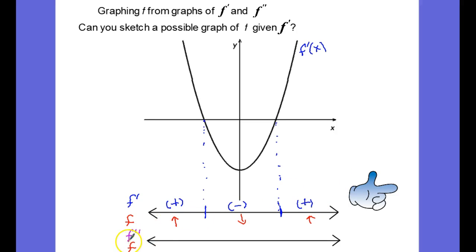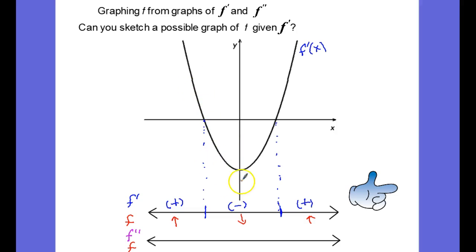Now f double prime is a little trickier because again we don't have a graph of f double prime, but that's okay. What is f double prime? F double prime is the first derivative of the first derivative. So if this is the graph of my first derivative, f double prime would be the slope. So f double prime is actually the slope of this graph at different points.